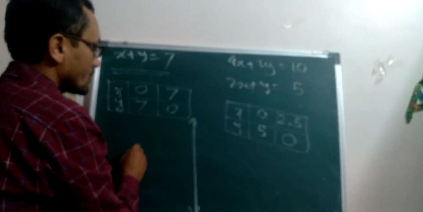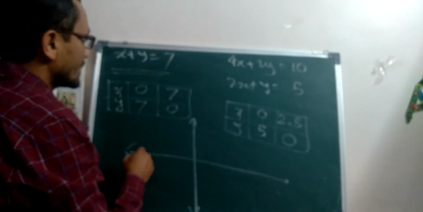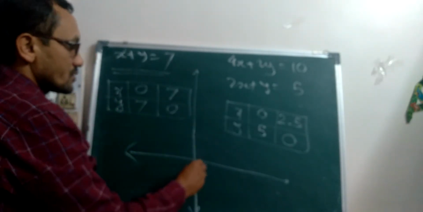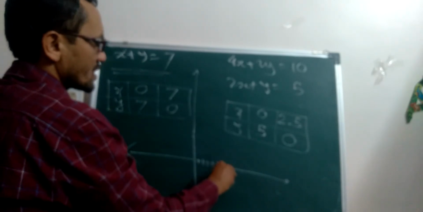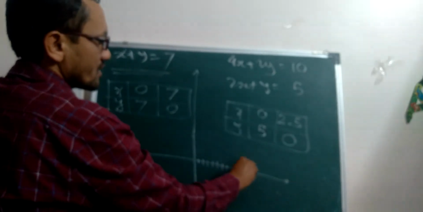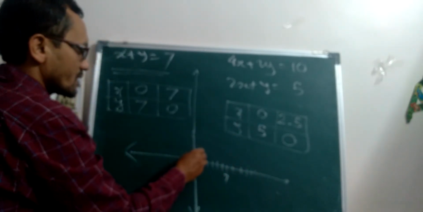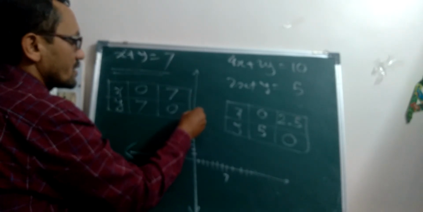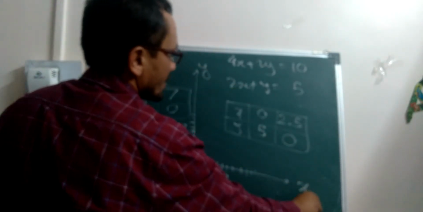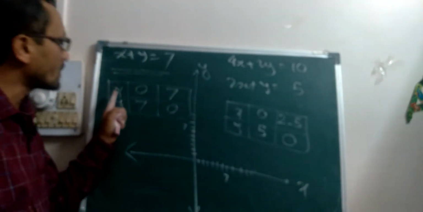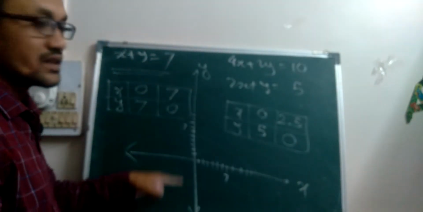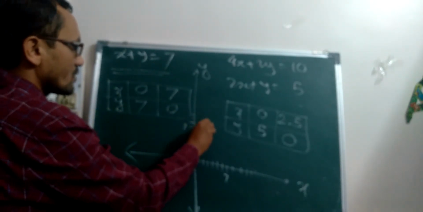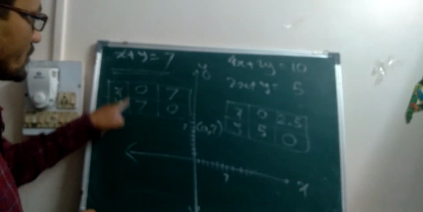So we will have the graph of this. We know that x and y have lengthy values, so we will take a scale up to 7, 1 2 3 4 5 6 7, and beyond, like this. This is the y axis, this is the x axis. Now x equal to 0 lies on the y axis, and y is 7, so this point is 0 comma 7, the first point.